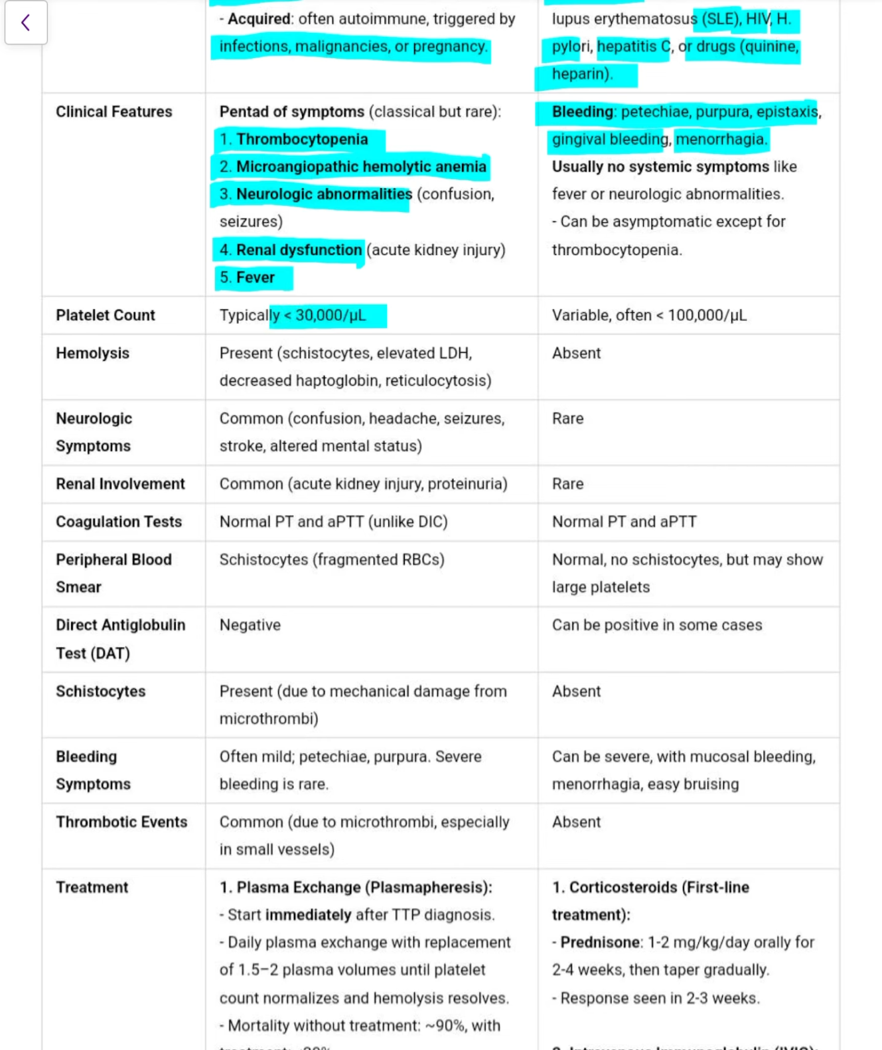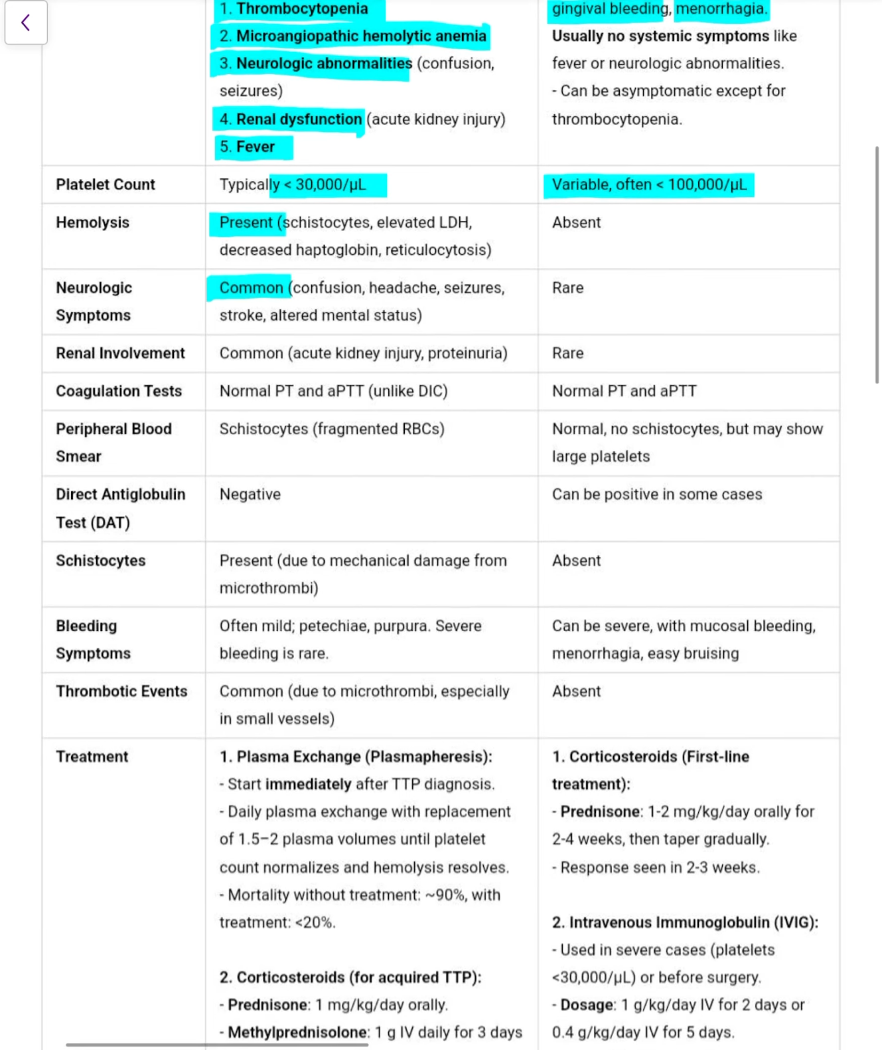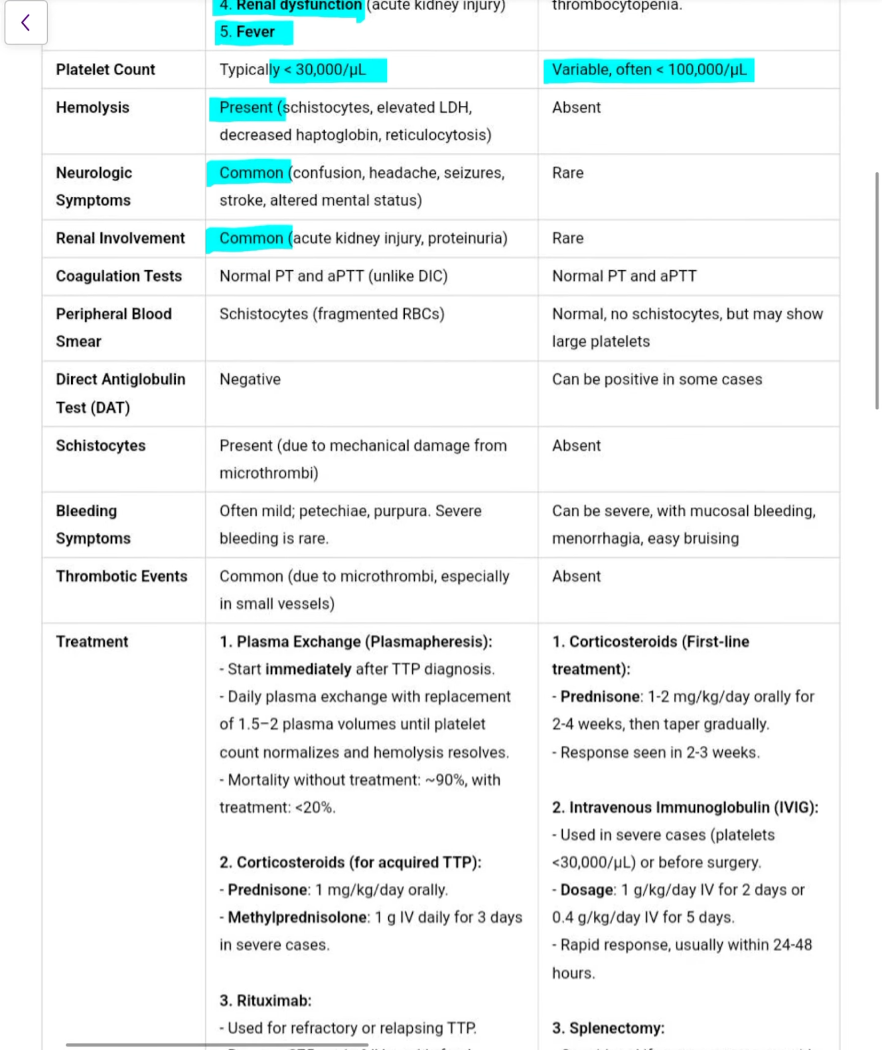Platelet count typically in TTP, as it's a crisis, an emergency situation, might drop to less than 30. In ITP it is variable, but usually less than 1 lakh. Hemolysis is present in TTP, not in ITP. Neurological symptoms are also common in TTP only. Renal involvement is in TTP. Coagulation tests: in both cases PT and APTT will be normal.